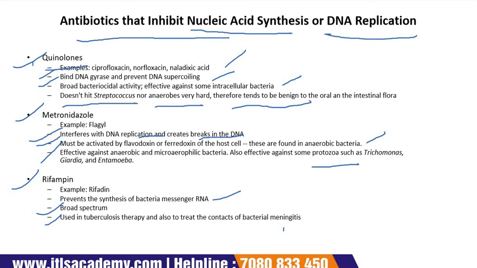So these were three types of drugs or agents that are being used, which have the mode of action of inhibiting nucleic acid synthesis or DNA replication, either by binding to the DNA gyrase or by making a nick in the DNA. That depends on which type of drug you are using, which type of chemicals you are using.